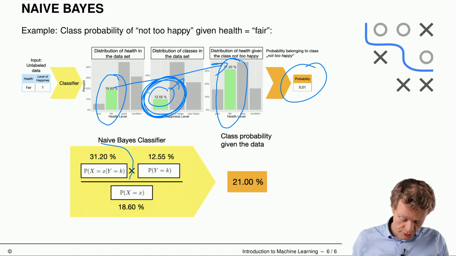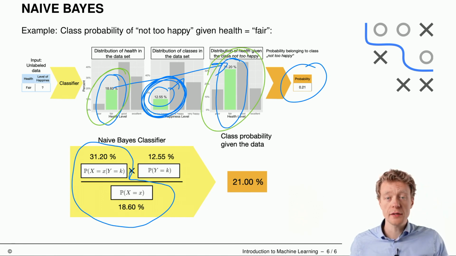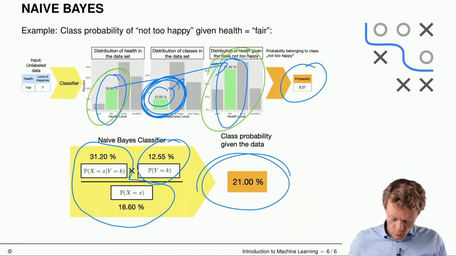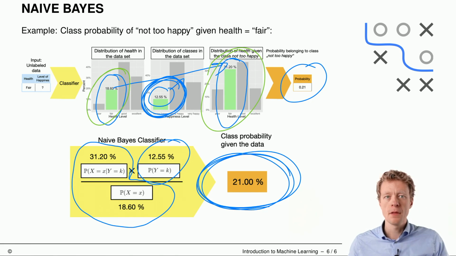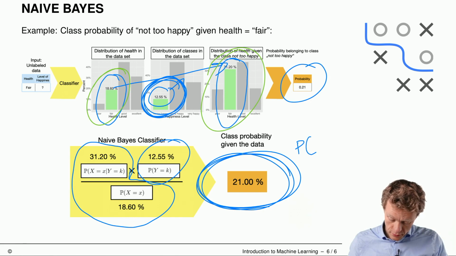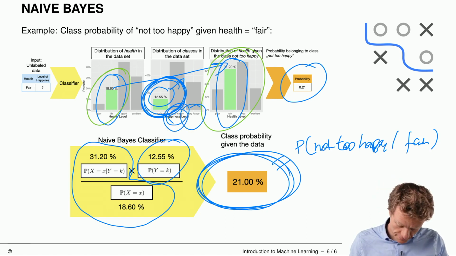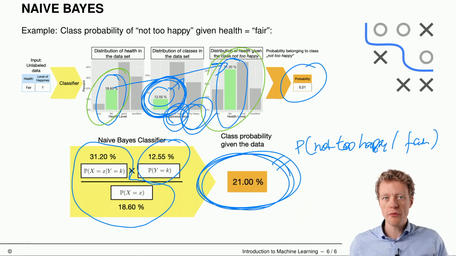Here is the math for this. So what we do is we divide those two numbers, so this number and this number, by each other. And we see, okay, 31% is higher than 18%, so the baseline is increased. We multiply this with the baseline, and then we get some class probability given the data. So this is now the probability of not too happy given health is fair. That's 21%. Okay, and we can do the exact same thing with the probability of pretty happy given fair and of very happy given fair. And then, well, then we have three numbers, and as a final prediction we can just choose the maximal number.